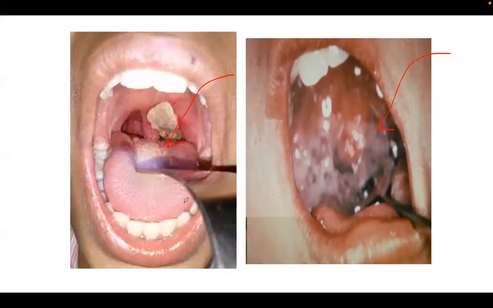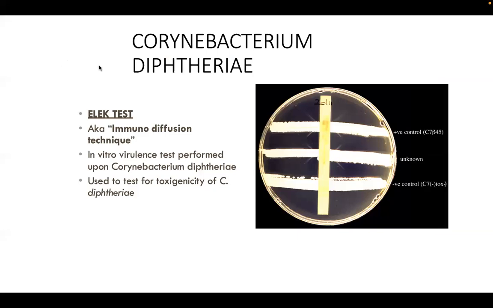And what do we call the test for immunogenicity and toxigenicity? So don't forget, we have the Elek test. Okay, this is the immunodiffusion technique. So the Elek test is the immunodiffusion technique. This is used to test for the toxigenicity. Okay, Elek. Can anyone tell me what the other test is? What is the name of the other test? Okay, very good. It's the Schick.